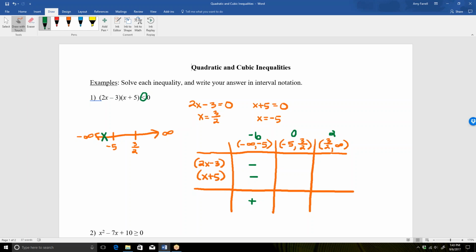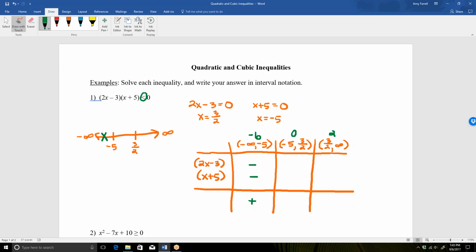That also means that no number in that interval will be part of our solution set, because the only two numbers at which this inequality could change sign are negative 5 and 3 over 2. So if negative 6 doesn't work in the inequality, no number less than negative 5 is going to work in the inequality.